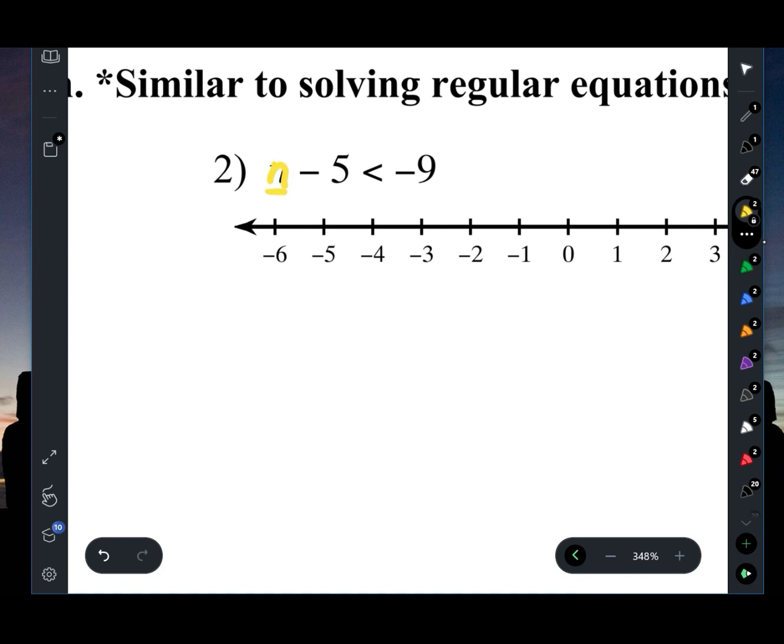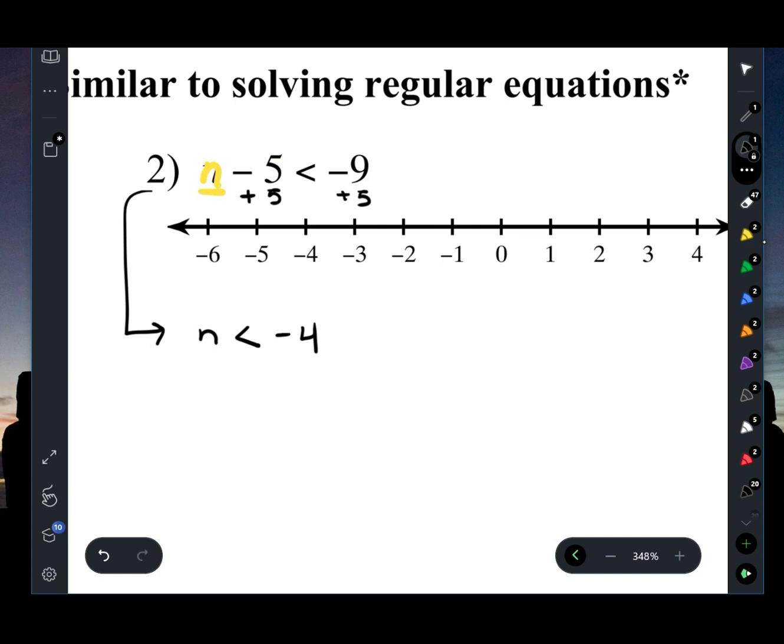n minus 5 is less than negative 9. Think about how we'd get that n by itself. So adding 5 to each side. Again, nothing really in particular is going to happen otherwise. So n is less than negative 4.